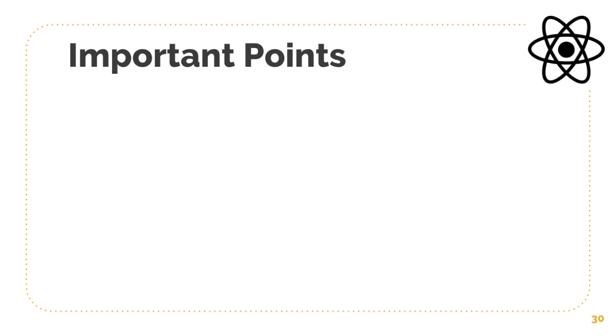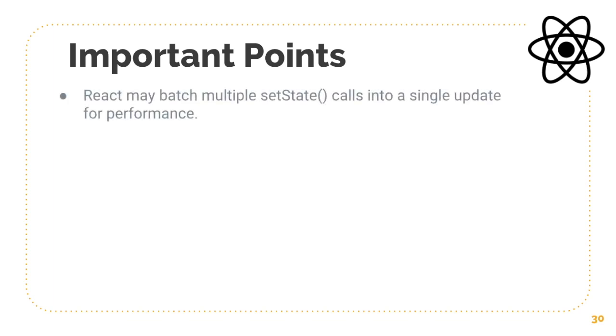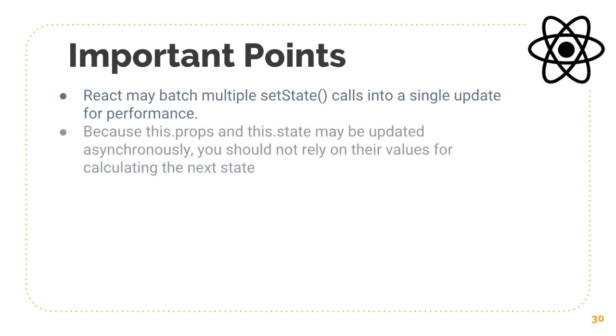Okay. There are important points to be noted, guys, when we are dealing with state, that React may batch multiple setState calls into a single update for performance. So as I just explained to you a while ago, if you have multiple setStates that you're doing in different components, it might batch them together for performance. Okay, because this.props and this.state may be updated asynchronously, you should not rely on their values for calculating the next state. Okay, so I'll explain to you in a moment how you can actually do that.